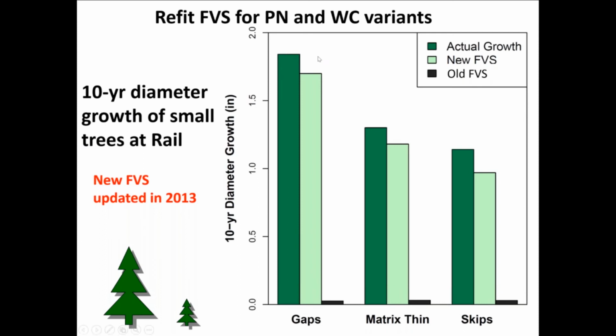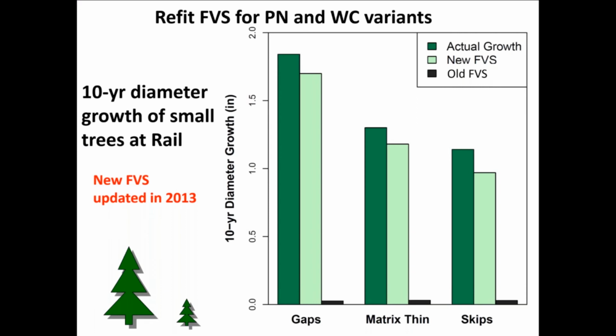So the old FES, these little black bars, are what FES used to predict for the diameter growth of small trees. And the actual growth rates are these tall green bars. And then after it was refit and updated in 2013, this is what it was predicting. So predicted versus actual for one stand.